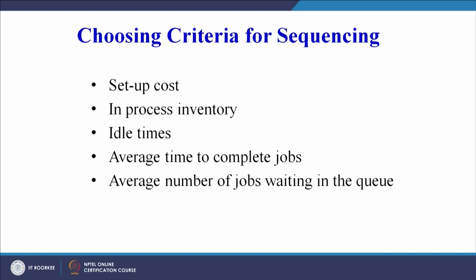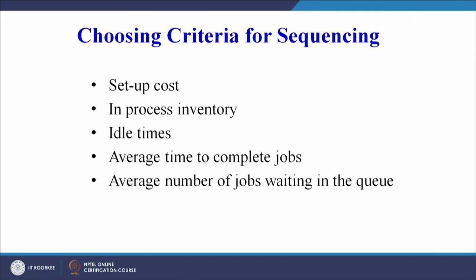Now, the important criteria which can be followed are the setup cost, in process inventory, and idle times. Maybe there are four components waiting to be processed, and there are two machines on which these four components can be sent. Both machines are of the same type. Now, the machine which is idle for the longer time can be chosen as a priority for sequencing the next job. So, idle time can be one criteria. Average time to complete the job can be another criteria, that we can sequence the jobs which have lower processing time first and then focus on the jobs which have the longer processing times. Similarly, average number of jobs waiting in the queue can also be a criteria which will help us to decide the priority for jobs to be sequenced on the different machines.